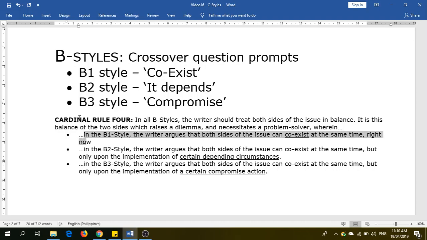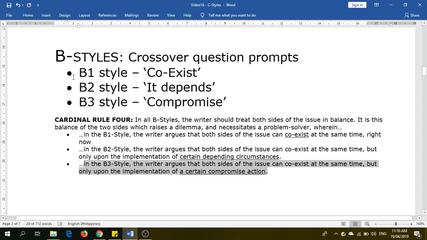wherein in the B1 style, the writer agrees that both sides of the issue can coexist at the same time right now. In the B2 style, the writer argues that both sides of the issue can coexist at the same time, but only upon the implementation of certain depending circumstances. And in the B3 style, the writer argues that both sides of the issue can coexist at the same time, but only upon the implementation of a certain compromise action.